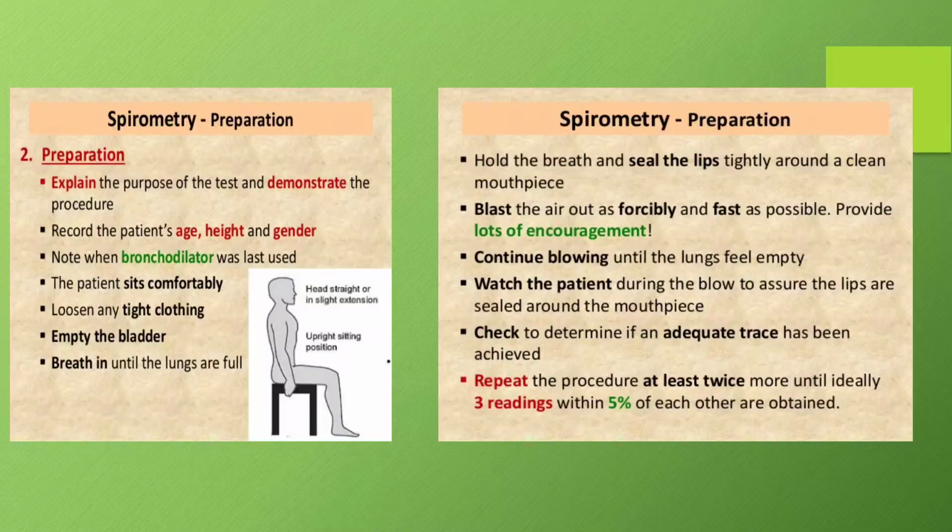Now watch the patient during the blow to ensure the lips are sealed around the mouthpiece, because if the lips are not sealed, there will be air leakage. That will give an erroneous result. Then we check to determine if an adequate trace has been achieved. Repeat the procedure at least twice more until 3 readings within 5% of each other are obtained.